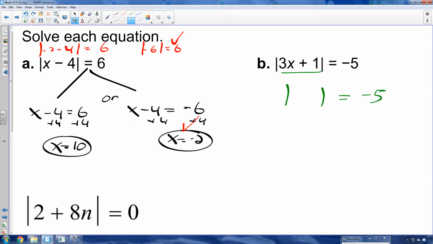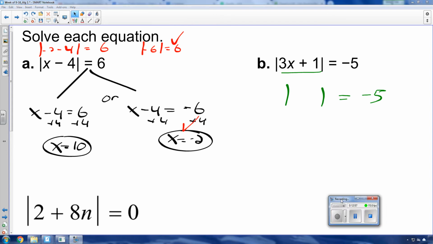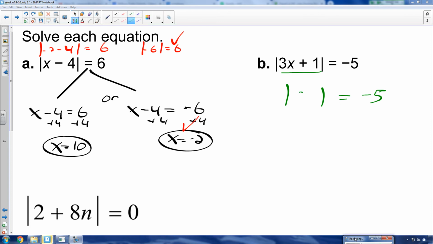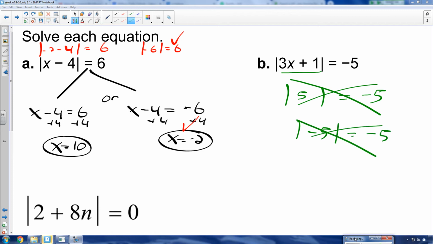Yeah, you could, but there's no number that will work, right? There's no number that will work for that. So that's what we got. There is no number that will come out as a negative, so I can't put 5 in here. That's not true, because the absolute value of 5 is 5. And I can't put negative 5 in here, because the absolute value of negative 5 is 5. So neither of these are the right answer. There's no solution to this, because of the absolute value coming out as a negative.